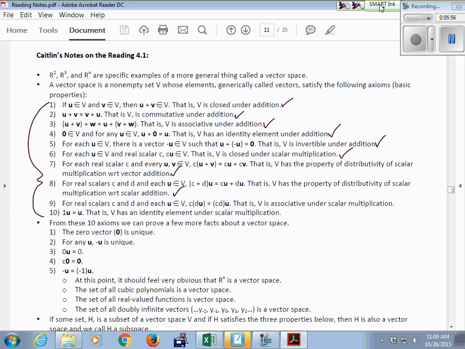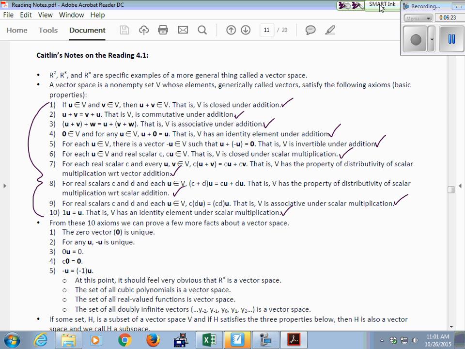And this is associative property under multiplication, which is natural for real numbers. And then we have to have an identity element for scalar multiplication, which typically is 1. There has to be something when you multiply by it, you get the thing back. All right, so from these 10 axioms, those are the definition of a vector space.